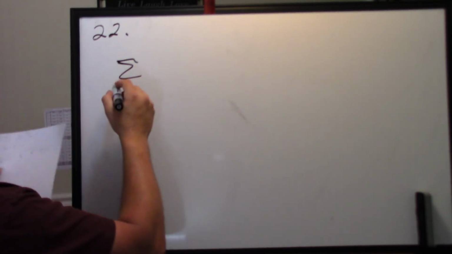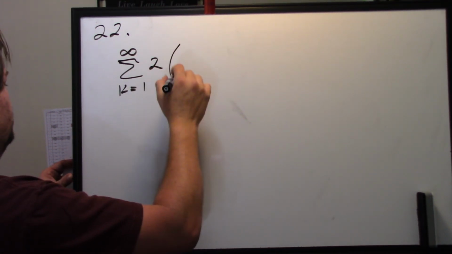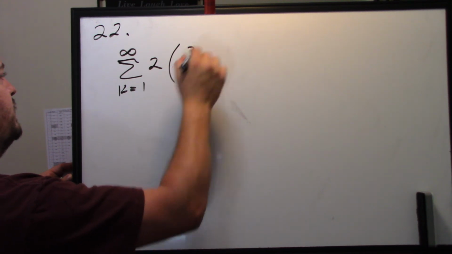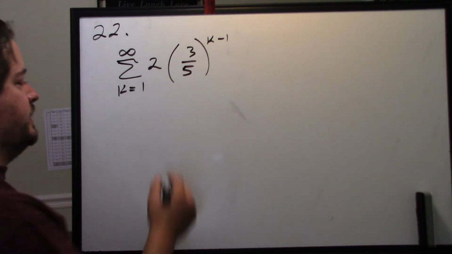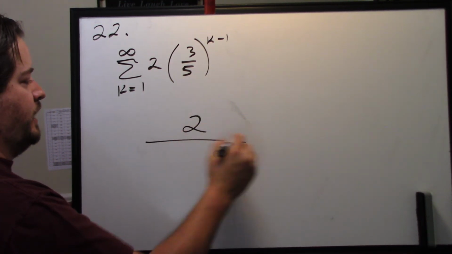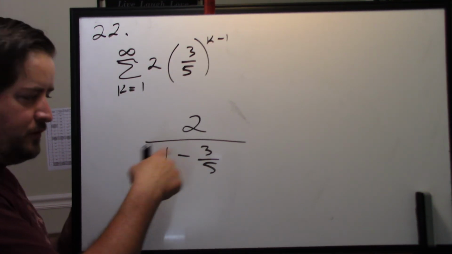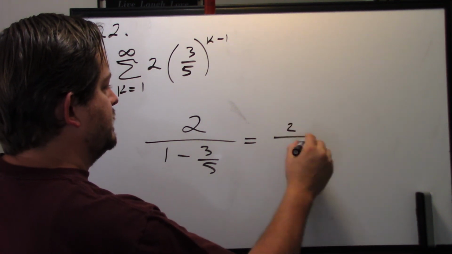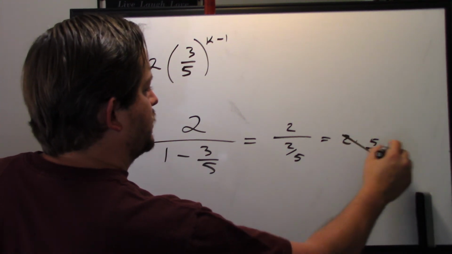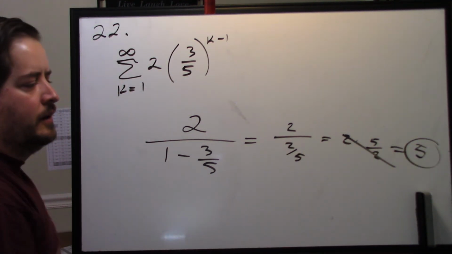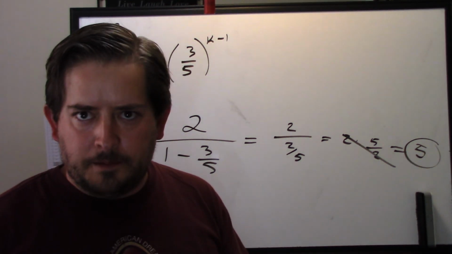The sum k equals 1 to infinity of 2 times 3/5 raised to the k minus 1. Okay. So again, I'm going to use the same formula. So it's a divided by 1 minus r. 1 minus 3/5 is 5/5 minus 3/5, which is 2/5. So that's the same thing as 2 multiplied by 5/2, or 5. Right. So hopefully that's helpful. Hopefully that gets you through the rest of the homework, or the entirety of the homework.